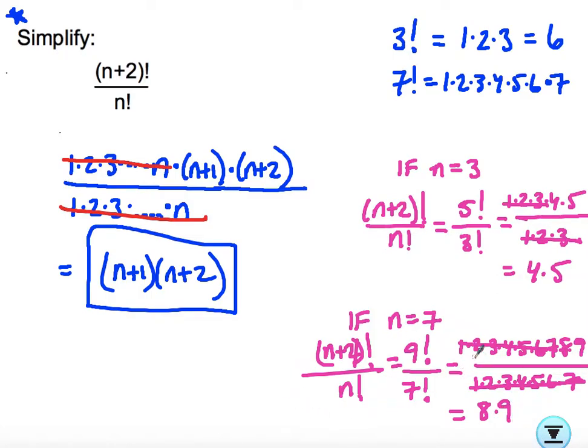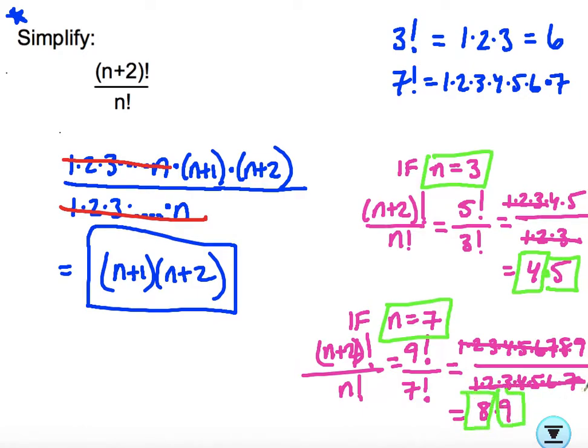Now I could keep going if I'm not seeing a pattern, but here's what I want you to notice. Look at the value of n, and then look at the two numbers we have left over that are being multiplied together. Do you see how this first number is 1 more than n, and the second number is 2 more than n? Same thing happens here. N was 7. The first number is 1 more than 7, and the second number is 2 more than 7.